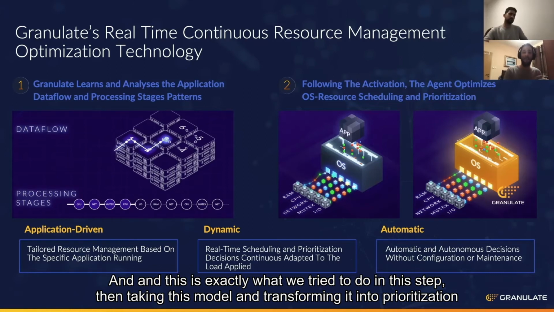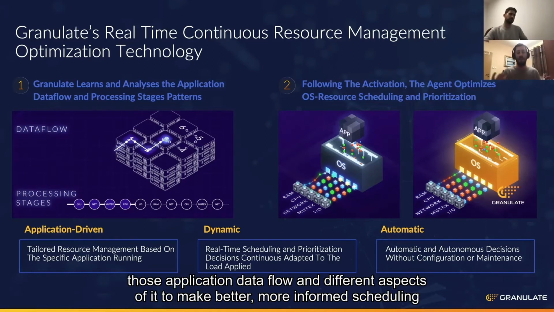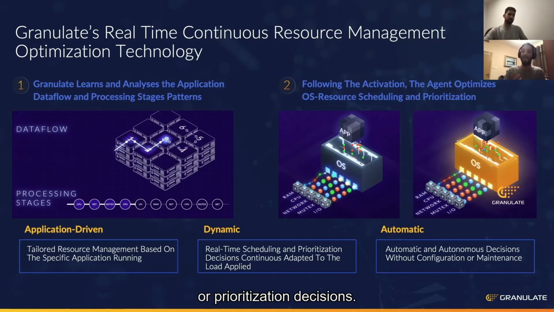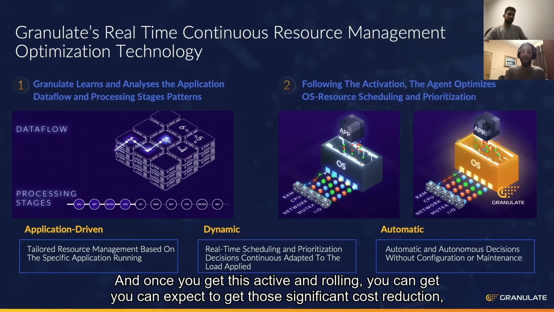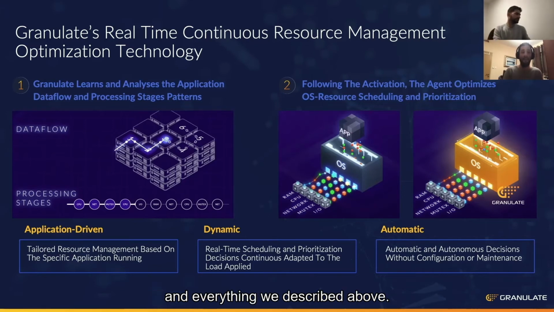Then taking this model and transforming it into prioritization, we can activate the agent, and then the agent optimizes those OS resource levels, those application data flow, and different aspects of it to make better, more informed scheduling or prioritization decisions. And once you get this active and rolling, you can expect to get those significant cost reductions, the significant reduction in job completion time, and this increase in developer productivity and everything we described above.